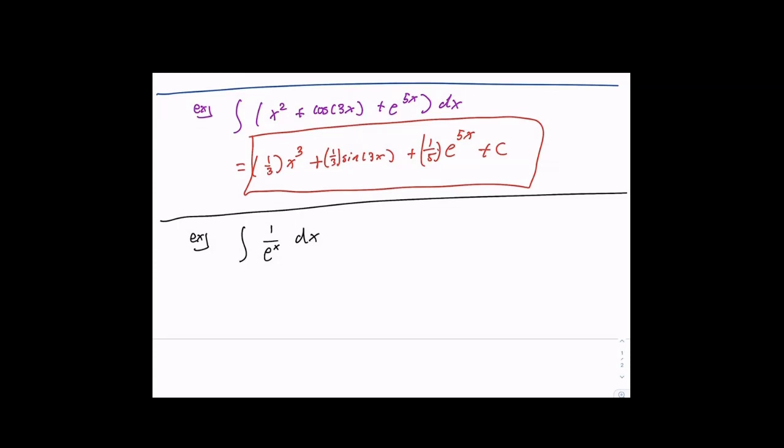Very good. The most common mistake that we get on this problem is that people try to do the answer as is, and they go, oh, the answer is 1 over e to the x. No, no, no. The integral of e to the x. This is not e to the x. This is 1 over e to the x. We don't like things in denominators like that by themselves. So this is the same thing as the integral of e to the negative x dx.